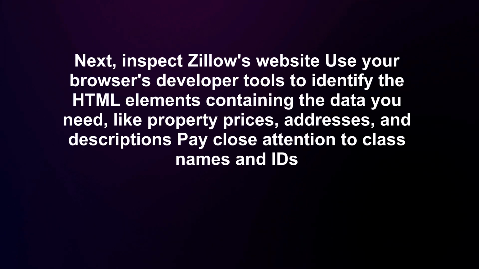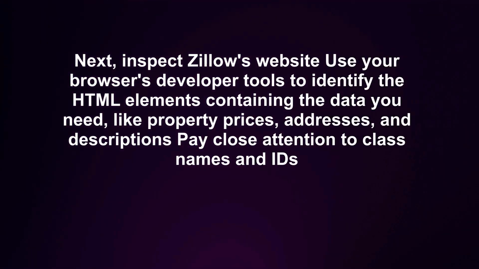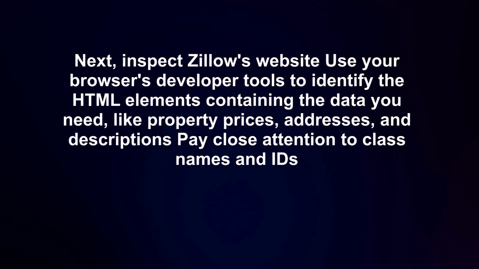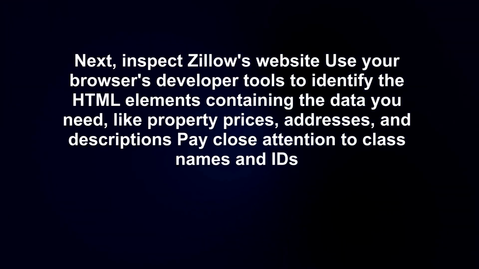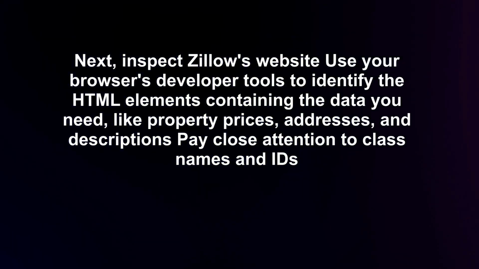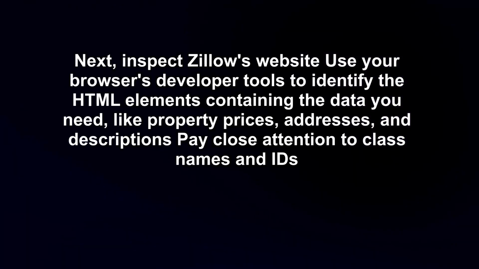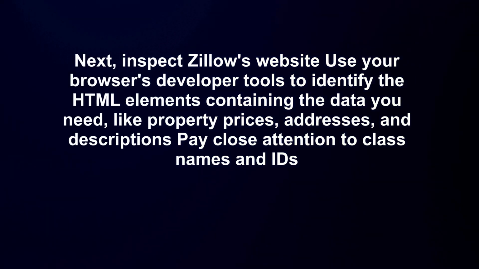Next, inspect Zillow's website. Use your browser's developer tools to identify the HTML elements containing the data you need, like property prices, addresses, and descriptions. Pay close attention to class names and IDs.